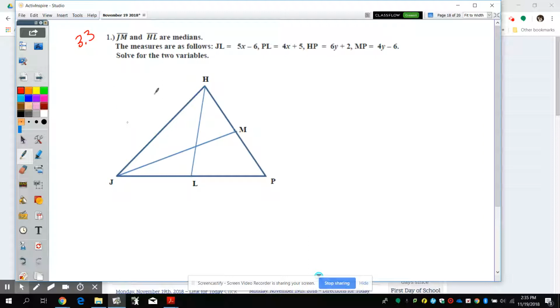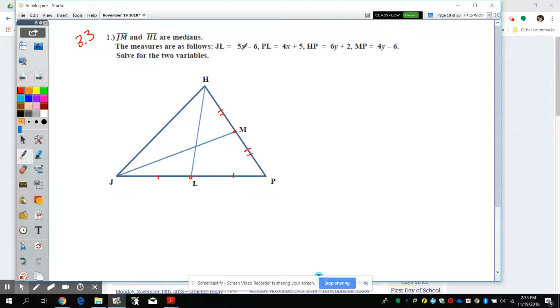We are looking at number 1 on target 3.3 on the study guide. And it says that these are medians. JM and HL are medians. So automatically, when I know that they're medians, I know that this is a midpoint, meaning these two segments are congruent. I also know that this is a midpoint, meaning this one is congruent to this one.